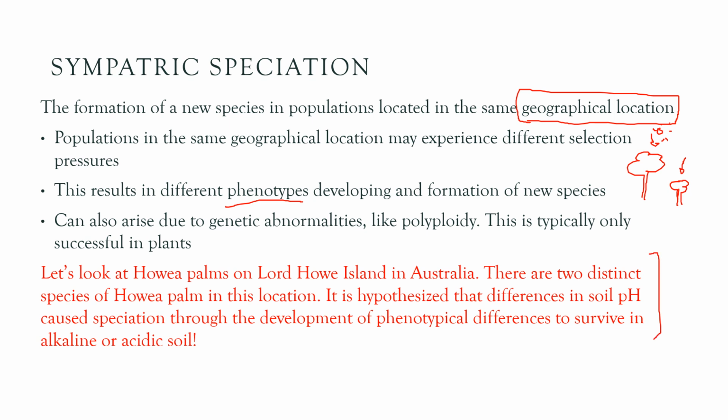So one really good example of this sort of speciation is in the Howea palms, which is on an island in Australia. So there's two very distinct species of Howea palms, but they're in the exact same location, so they both reside on this island. And it's hypothesized that it was differences in soil pH that caused the speciation of these two different palms. So we had a palm tree that was in more acidic soil, and then, further down the line, we had a palm tree that was in more alkaline soil. And due to this selection pressure, they've both been selected for different phenotypical differences that allow them to survive in that soil type. So they have speciated.